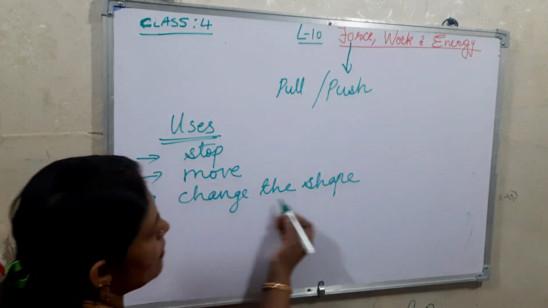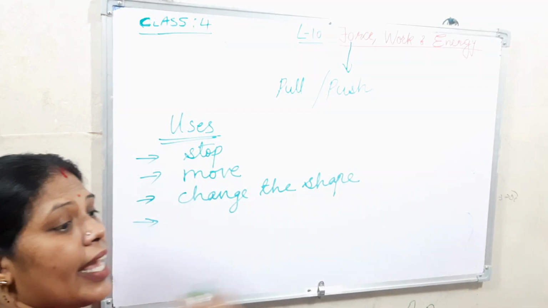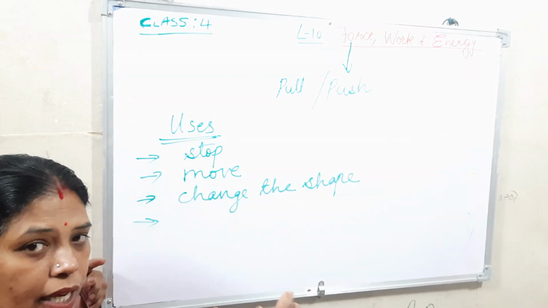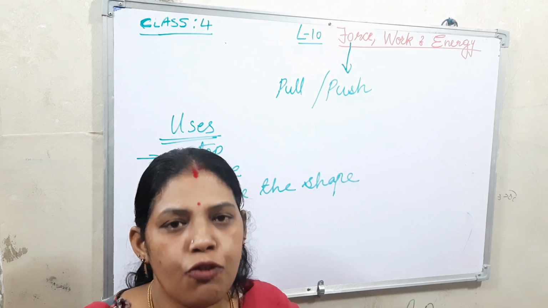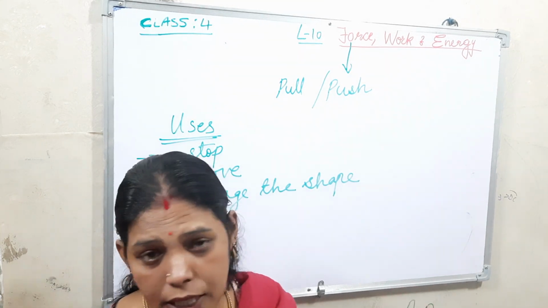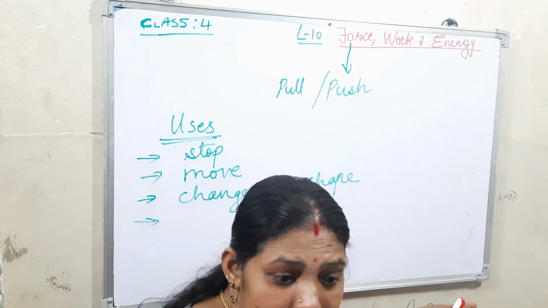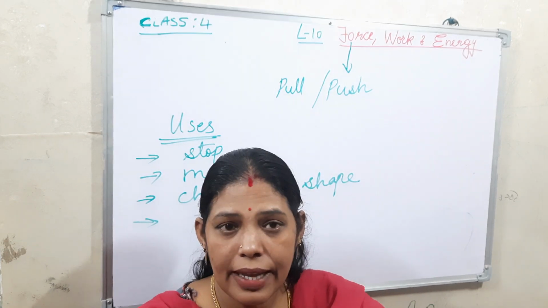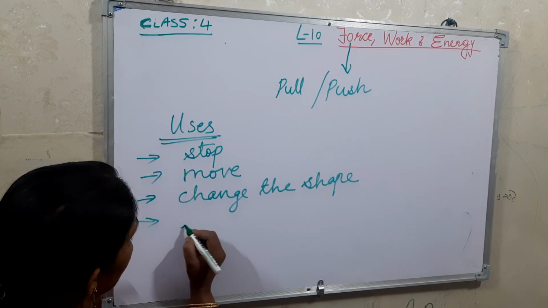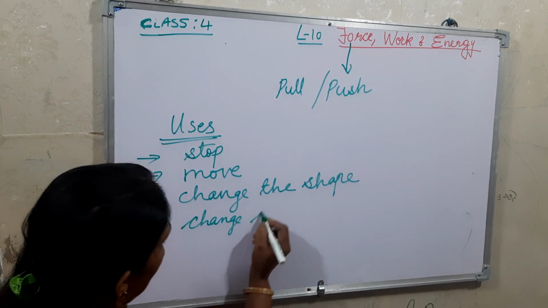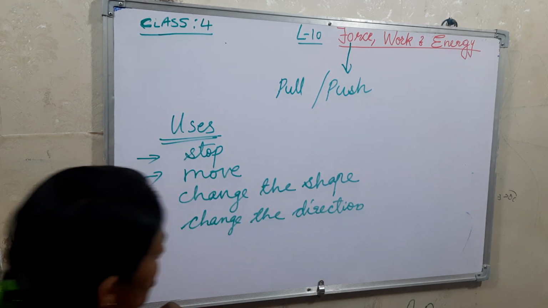So it helps to change the shape, and then it helps to change the direction of the moving object. For example, when you are playing football, one boy is kicking the ball, and the other one stops it with his legs or changes its direction to another place. That time also he is applying force. So it helps to change the direction of the moving object.